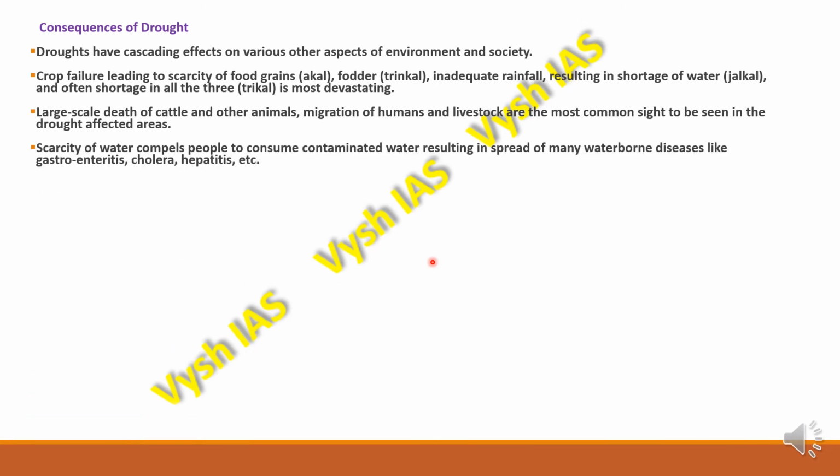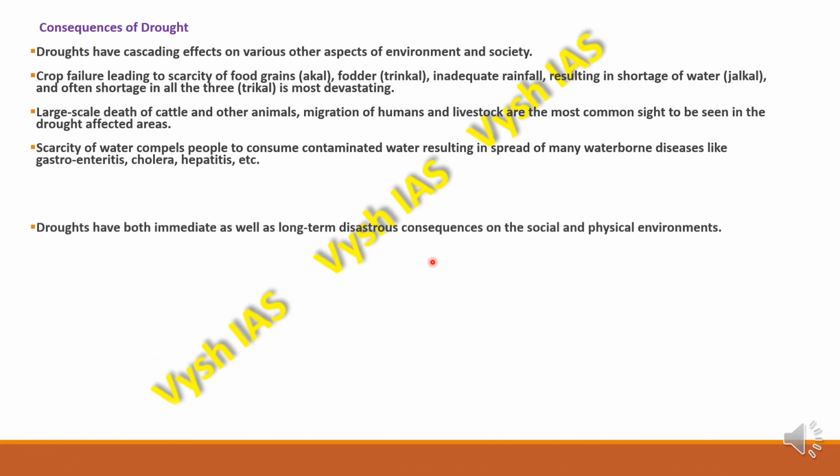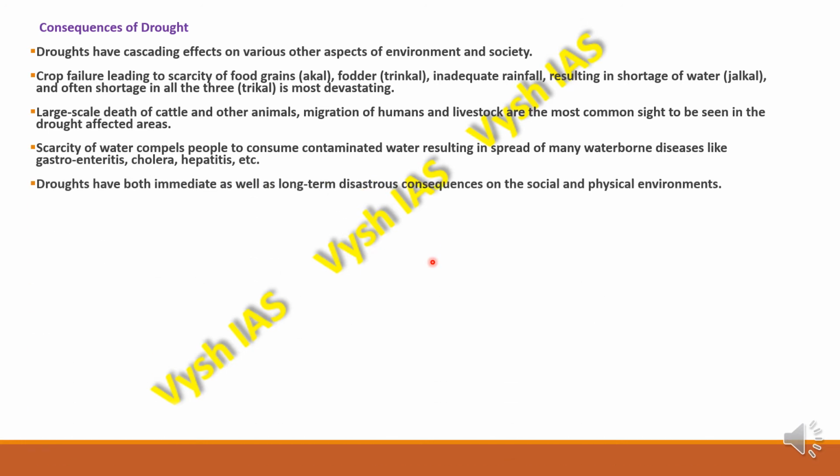This scarcity of water will compel people to consume contaminated water, which will result in the spread of many waterborne diseases like gastroenteritis, cholera and hepatitis. Droughts have both immediate as well as long term disastrous consequences on the social and physical environments. Consequently, planning for drought has to be taken up.